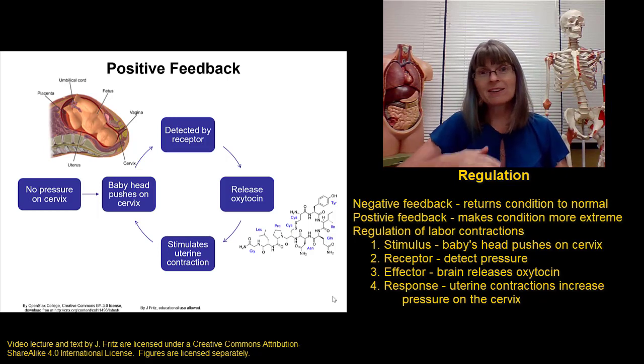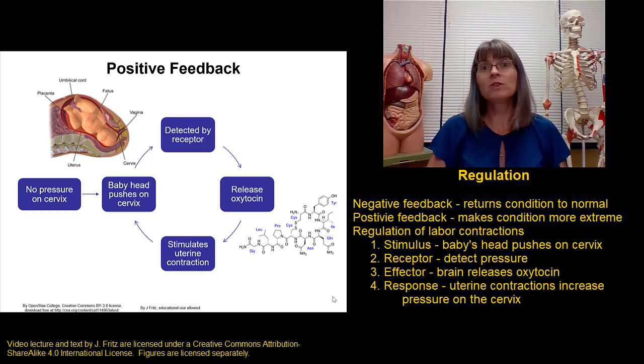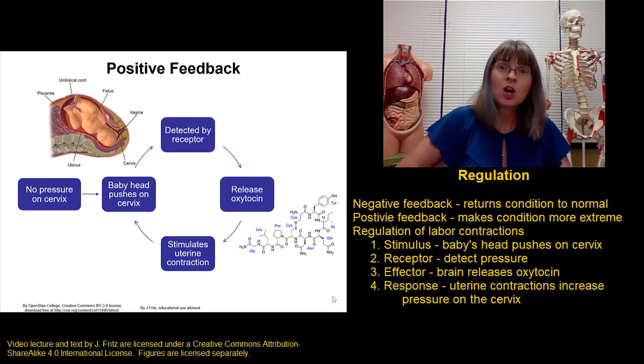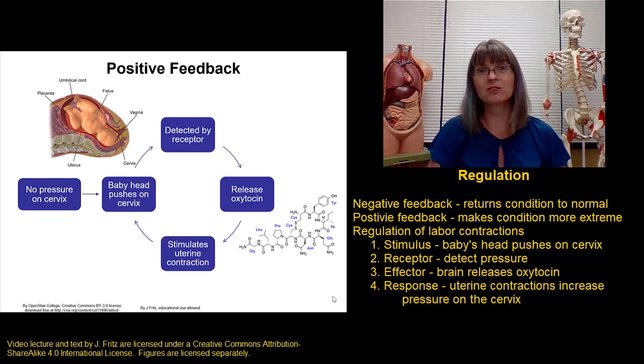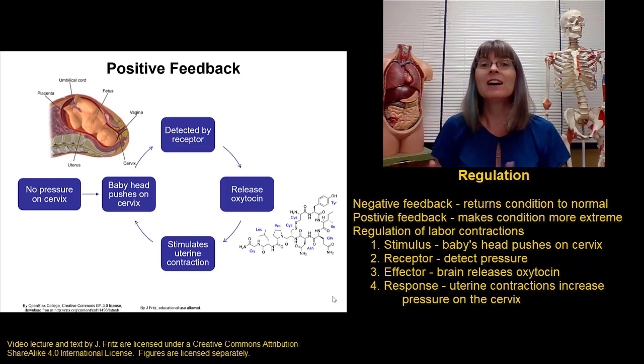When the uterus contracts, that pushes the baby's head harder against the cervix, which is detected by the receptors, which causes the release of oxytocin, which stimulates contractions, which makes the baby's head push harder against the cervix. And this positive feedback keeps leading to an increase in contractions and more pressure on the cervix until the baby is finally delivered.